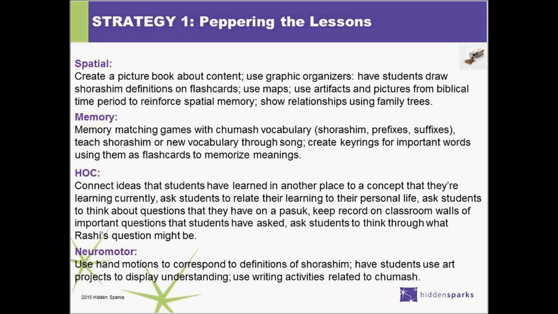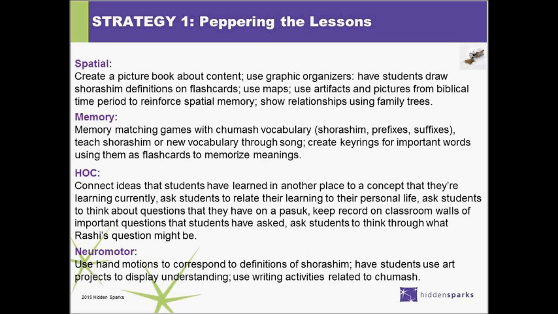You might want to use maps and artifacts, pictures, whatever you can do on a spatial end to help those students who have strengths in those areas understand the material in that way. Memory, you can use memory matching games. You can teach shorashim through song. You can create key rings. There are many, many different ways to help students improve their memory of information in your classroom.